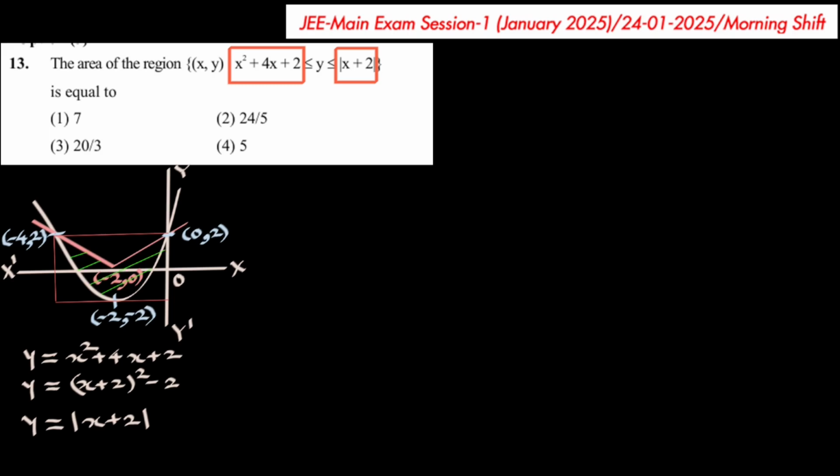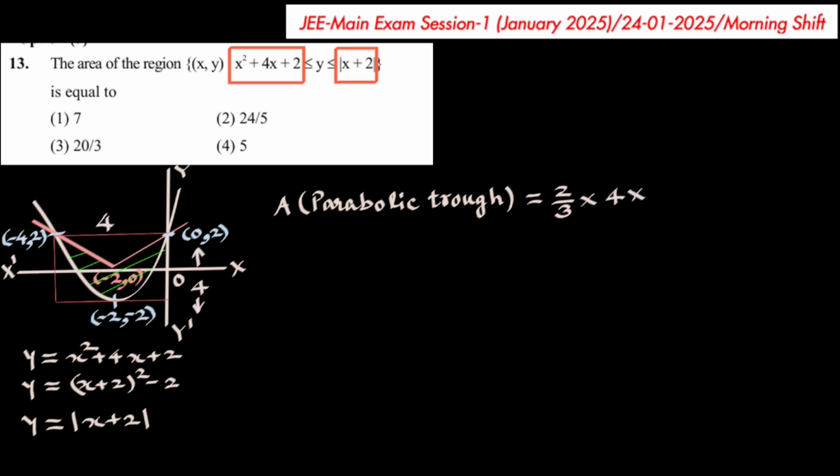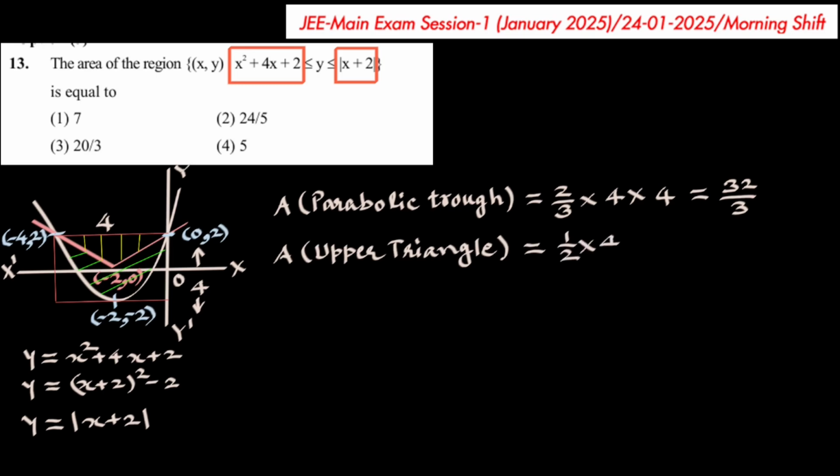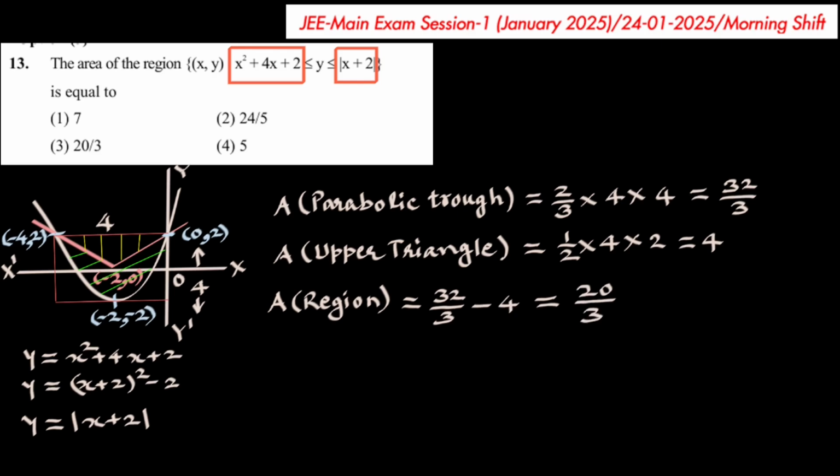Here we can use a shortcut method. We know that the area of a parabolic trough is 2/3 the area of the rectangle whose length is 4 and breadth is also 4. So length 4 into breadth 4, 32 upon 3. From this we will subtract the area of the upper triangle, this one, half base into height, half into 4 into height 2, 4. So the required area of the region is 32 upon 3 minus 4, 20 upon 3. Hence the correct answer is option 3, 20 upon 3.